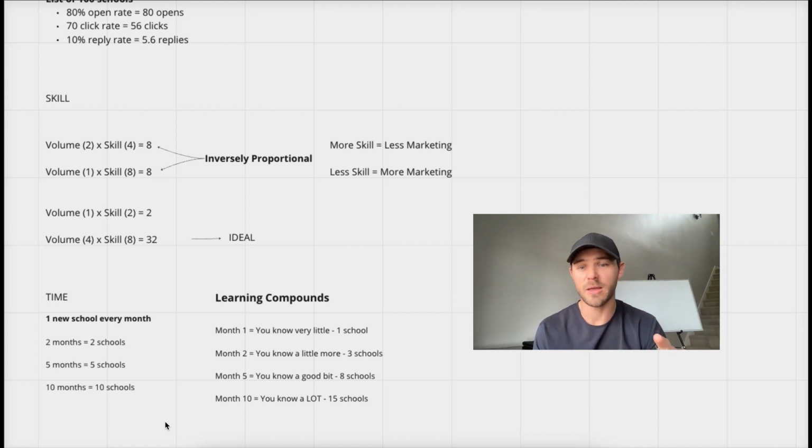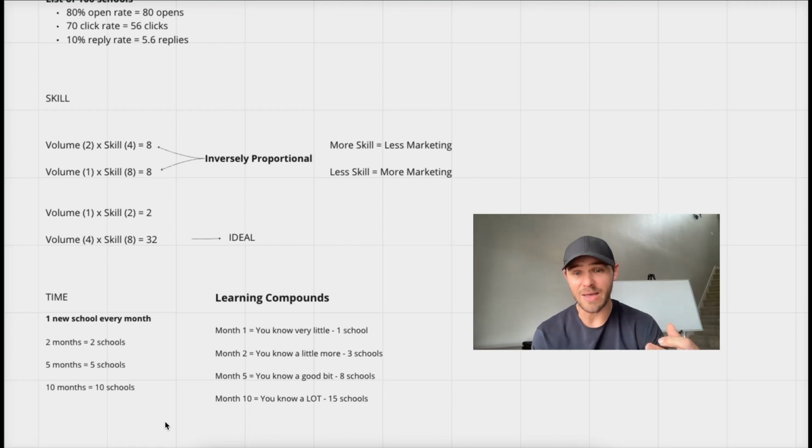But here's the thing. When you continue learning and getting better and applying what you've learned, it actually compounds on itself. It's not just going to be 1 new school every month. In the first month, you're going to know very little, right? You don't know anything about getting interest from college coaches, so you only get 1 interested school. By month 2, you know a little bit more than you did before, so it's not going to be that you get 2 interested schools. You might get 3, because maybe you're able to tweak your email a little bit better, or maybe you're able to get different video because now you have a better idea of what college coaches are looking for.